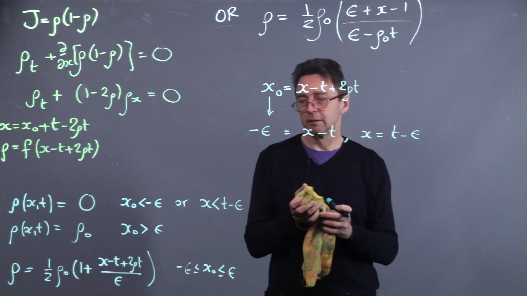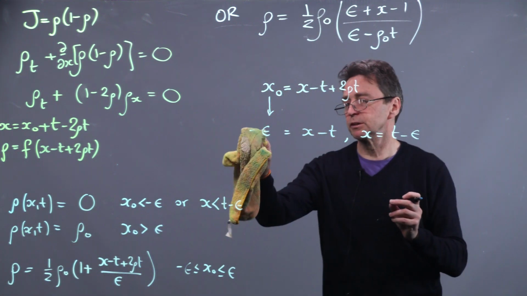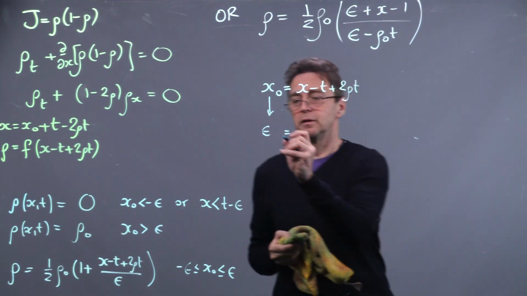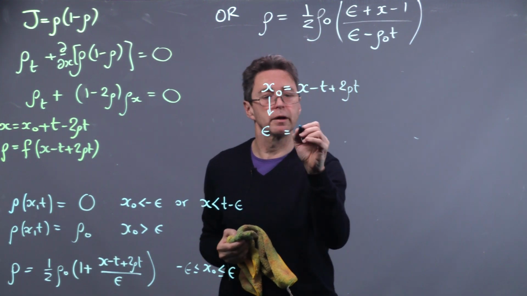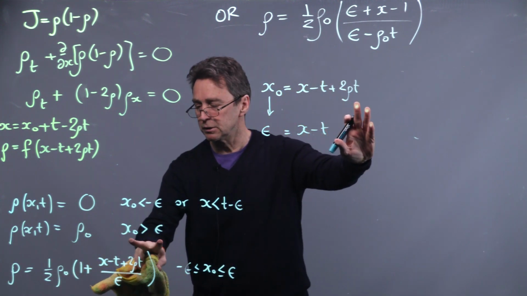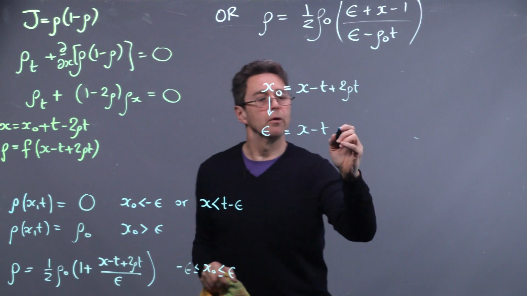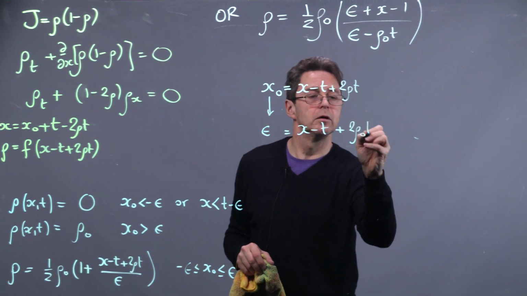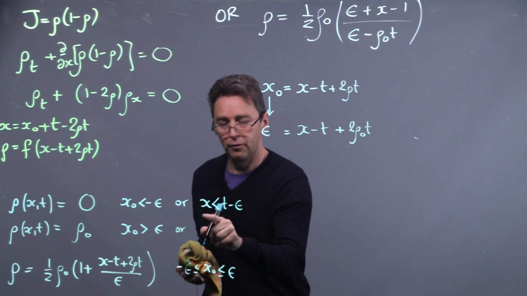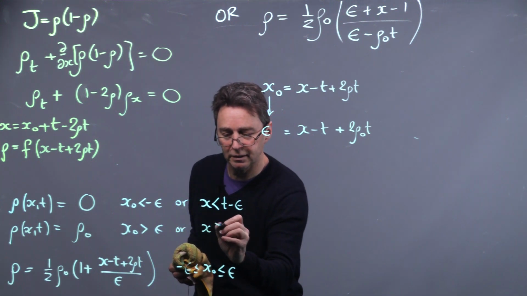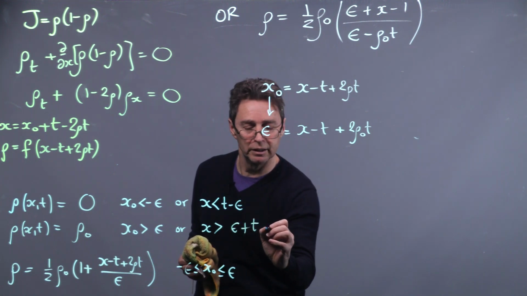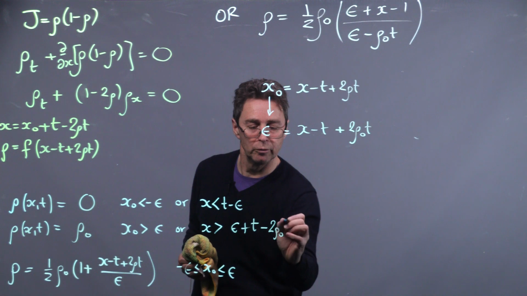Similarly, I can do the same argument in this case. So now if I switch the sign there. All right, so what happens if I put x0 as epsilon? I get x minus t. Now rho, on the other hand, when I reach epsilon, rho is rho naught. So actually that's what I have now. So x, in this case, is bigger than epsilon plus t minus 2 rho naught t.